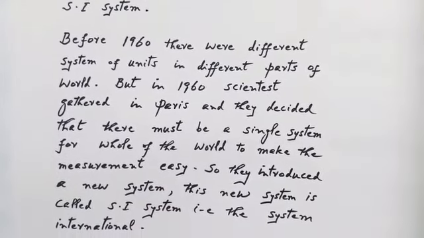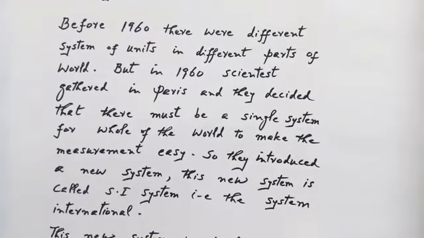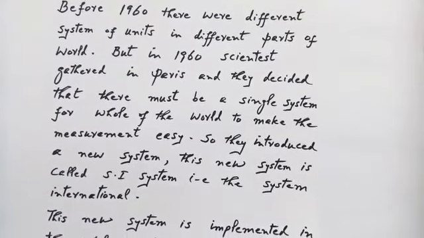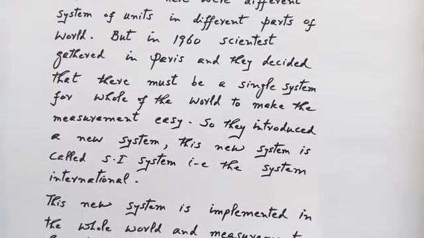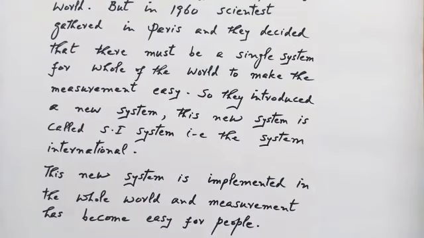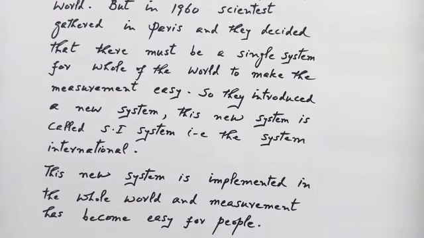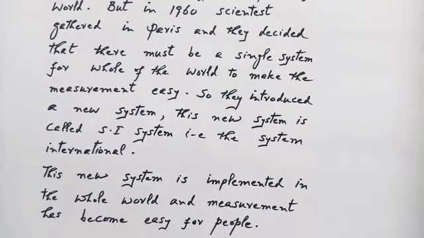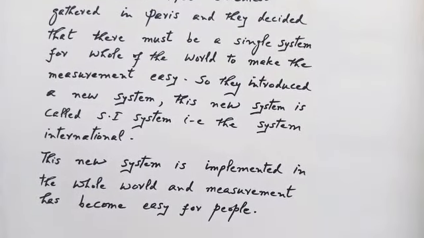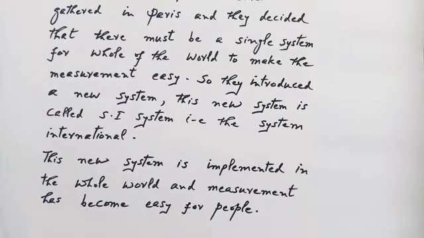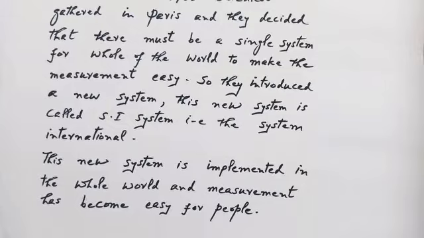Now this international system is implemented in all the countries. It is implemented in the whole world. So all the countries are taking benefit of this system. Since it is implemented in the whole world, that's why it is called System International. Now this system has 7 basic units and all the other units are derived units. So first we are going to discuss what are the basic units of the SI system.